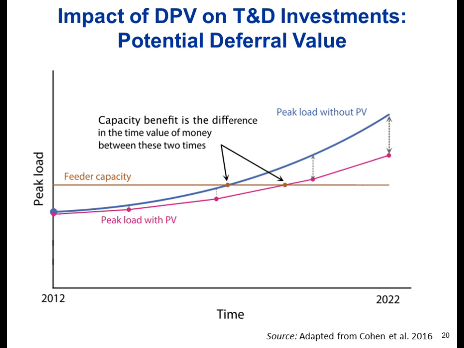PJM similarly reduces peak load based on their estimates of distributed PV generation in the peak hour of the 10 highest load days in the previous year. This lower peak demand with distributed PV can then help defer the need to upgrade transmission and distribution assets, therefore lowering utility costs as shown in this figure.